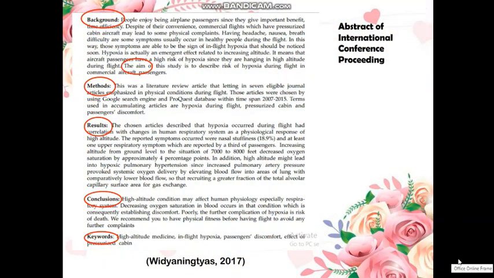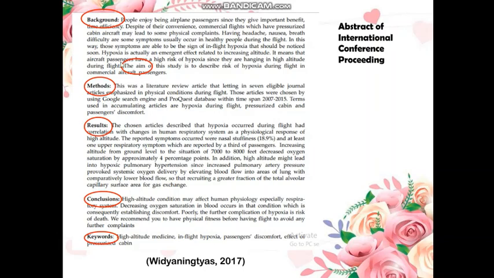Yeah, this is an example of an abstract. This is a research abstract for an international conference proceeding. As we can see, this is the background section or introduction section. We can take a look at what kind of tenses are used in this section. Okay, let us look at the first sentence. People enjoy being airplane passengers since they give an important benefit, time efficiency. People enjoy. This is verb one. It means that in the background section, it uses the present tense.